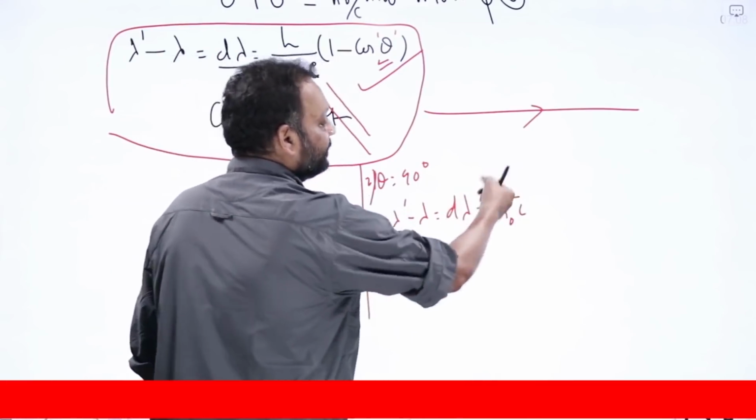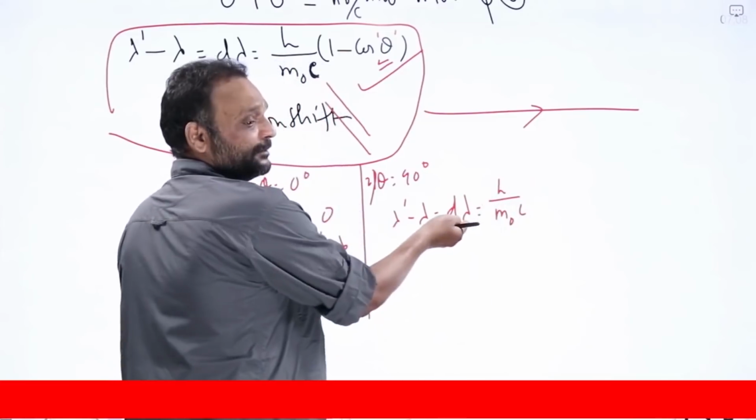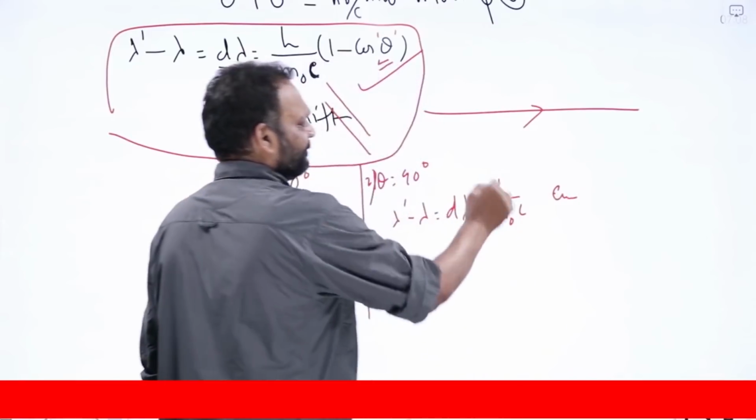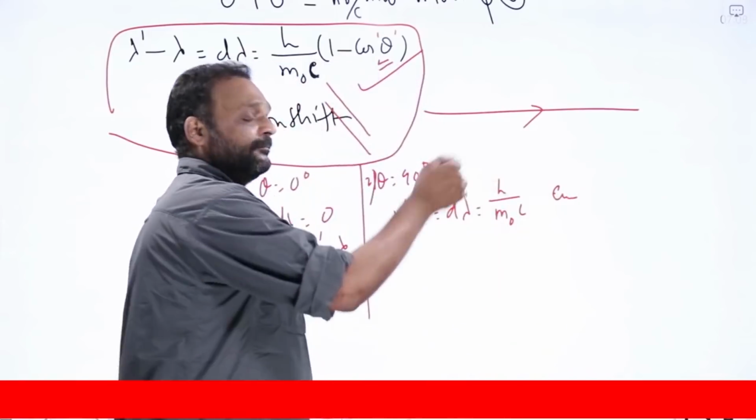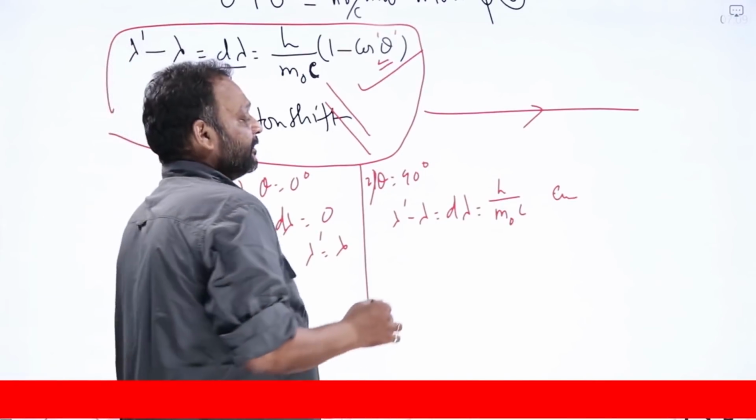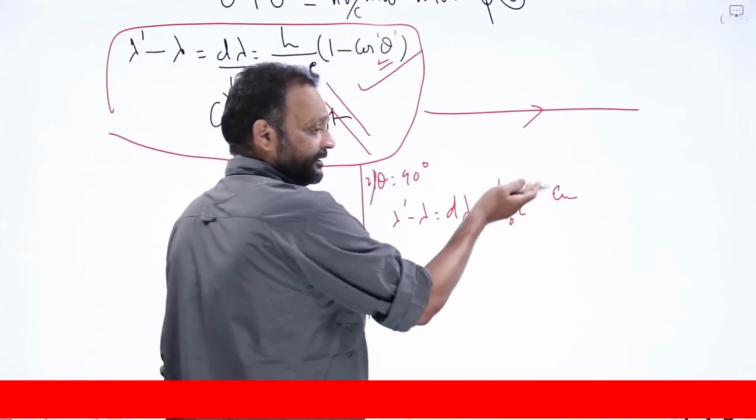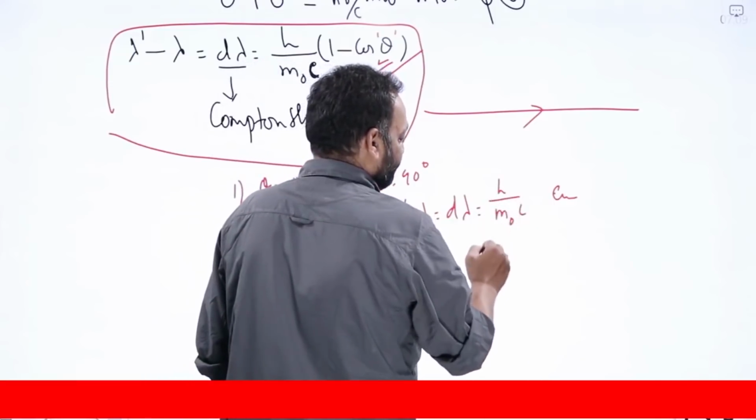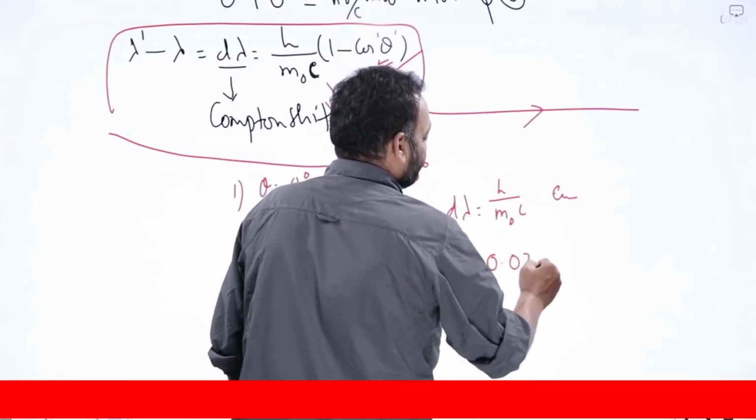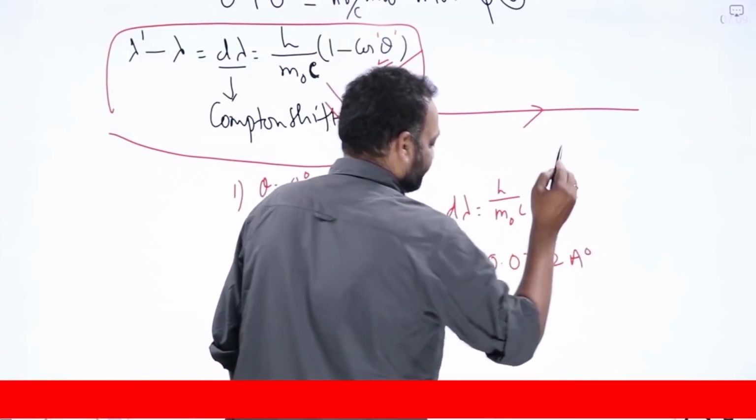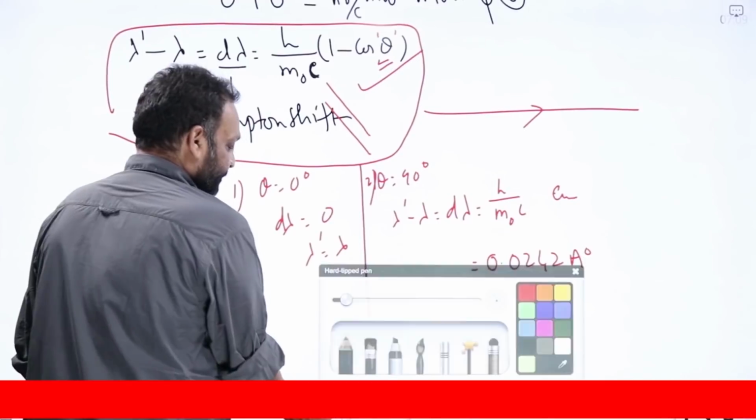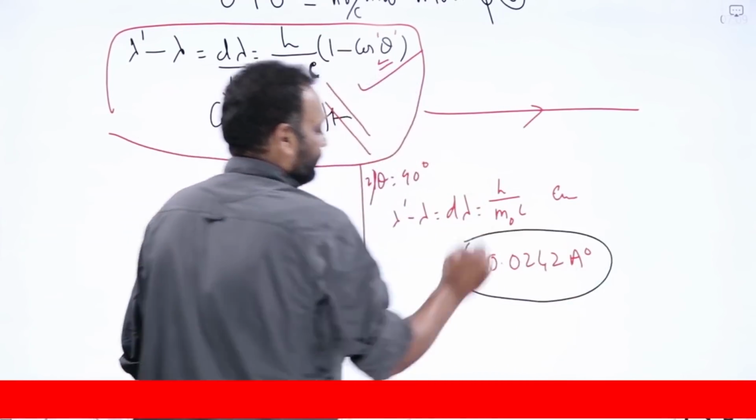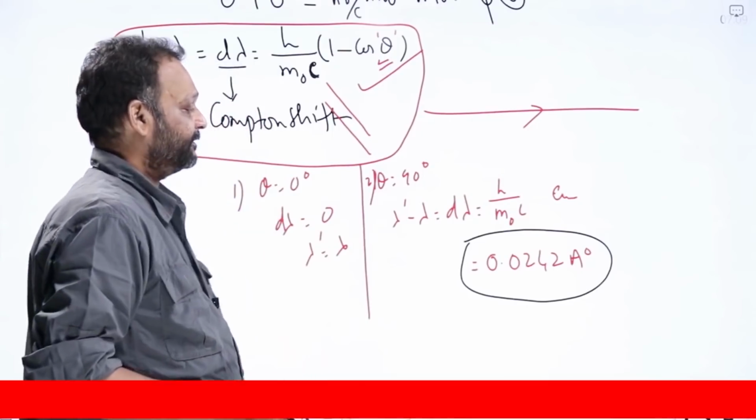Now what will be the units of h by m naught c? It is nothing but d lambda, so it will be centimeters. What is the dimensional formula of the term h by m naught c? Length dimensions. You can take the units as angstroms or centimeters or whatever it is. If I substitute these values and simplify, I'll get 0.0242 angstroms. This is one very important result which you have to memorize.